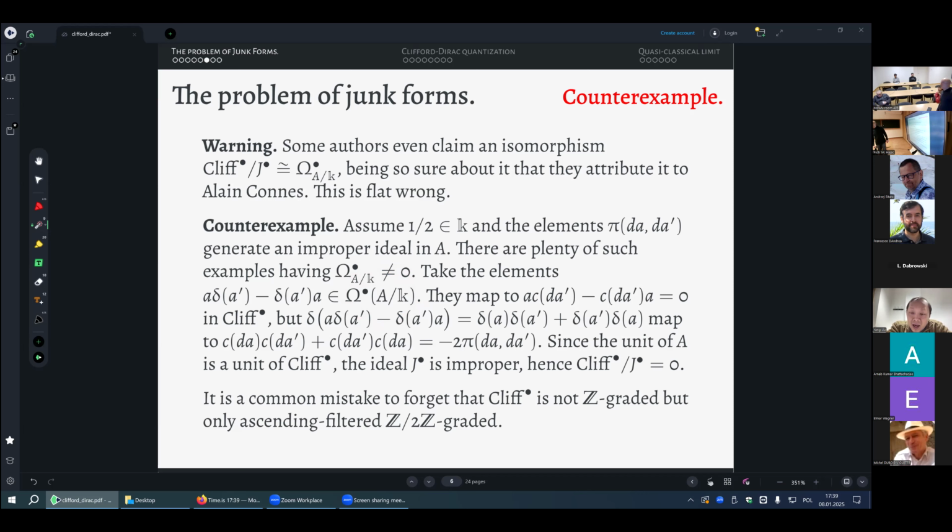Why is this quotient 0? Because it is an improper ideal containing a unit, by the definition of an ideal.